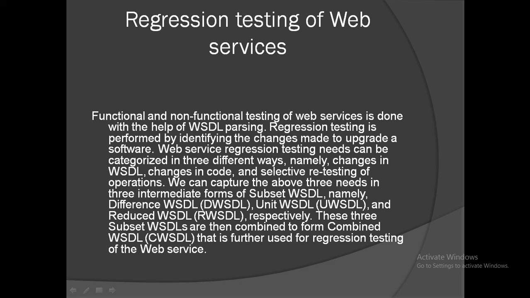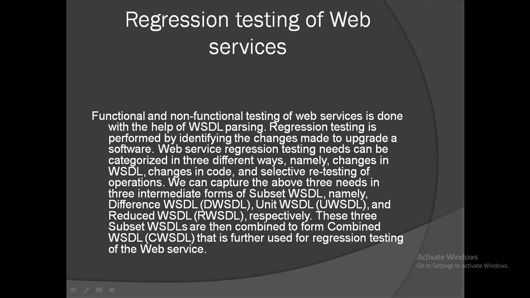We can capture the above three needs in three intermediate forms of subset WSDL, namely difference WSDL, unit WSDL, and reduced WSDL. Basically, difference WSDL is DWSDL, unit WSDL is UWSDL, and reduced WSDL is RWSDL, respectively. These three subset WSDLs are the combined form of combined WSDL. So C basically stands for combined.